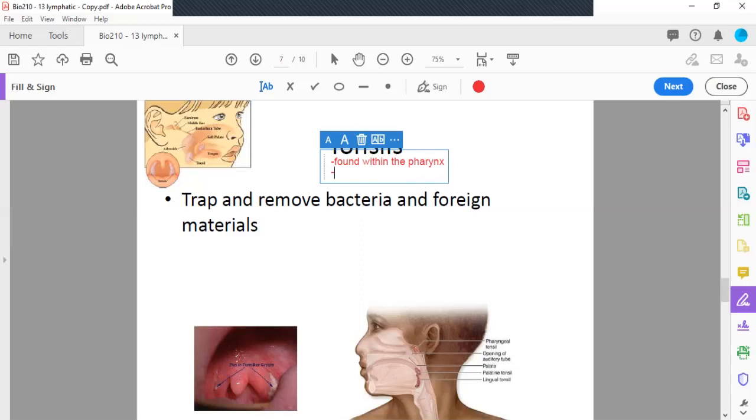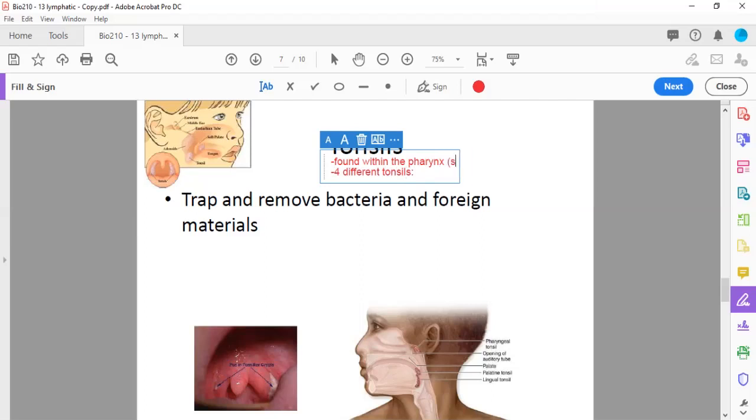And there are four different tonsils. Let's talk about the first one. And by the way, we can say this is the pharynx. The pharynx can be subdivided into what's known as the nasopharynx, which connects with the nose, the oropharynx, which connects with the mouth, and the laryngopharynx, which connects with the larynx and the esophagus.